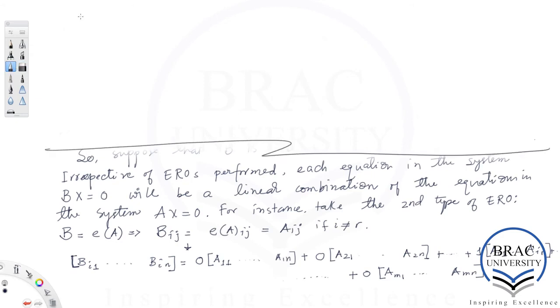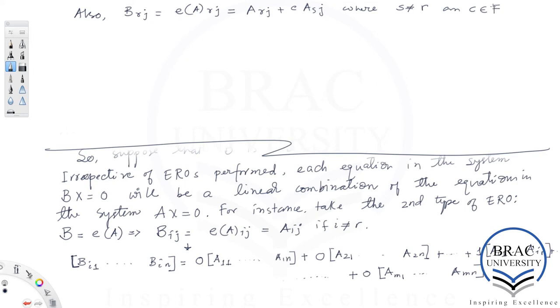Now also remember that for the second type of elementary row operation, Brj, by the definition, B is equal to E of A, so Brj is equal to E of Arj, and E of Arj is equal to Arj plus c times Asj, where s is not equal to r and c is any scalar.